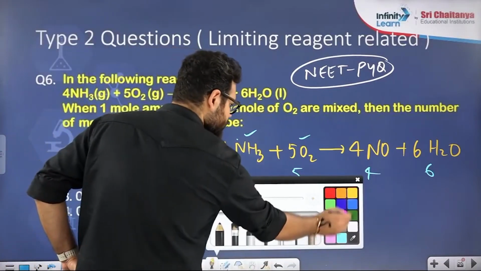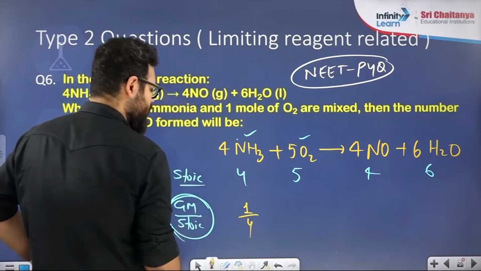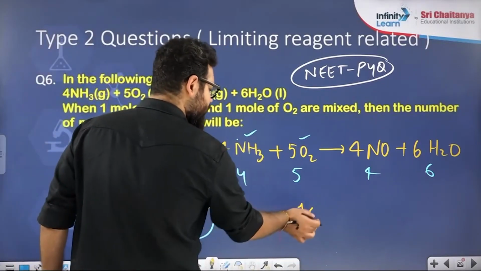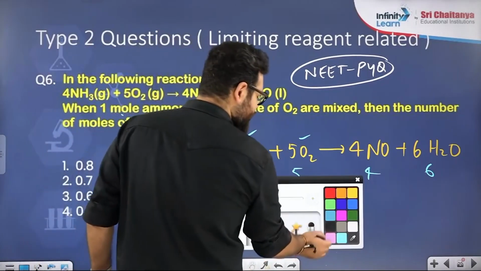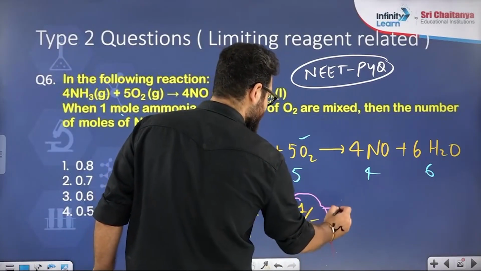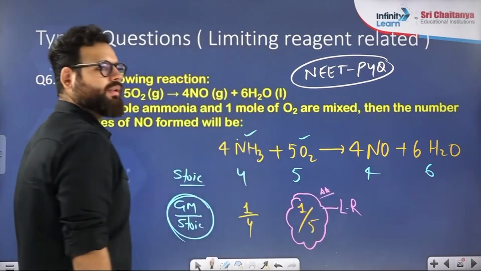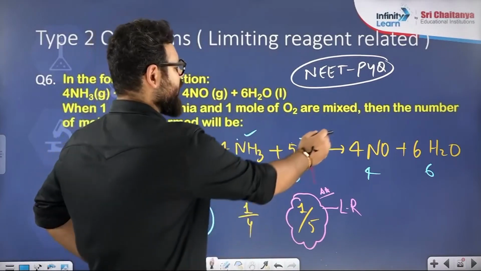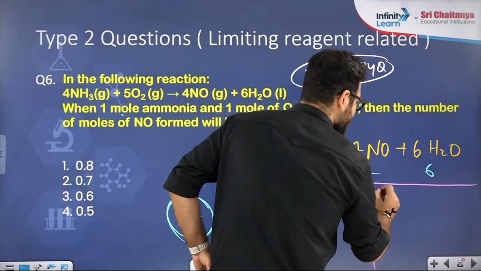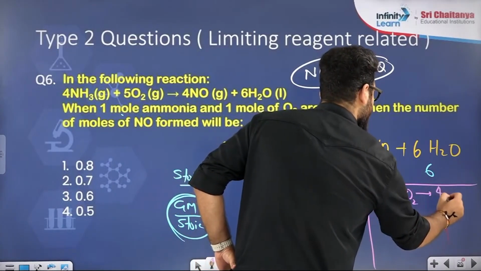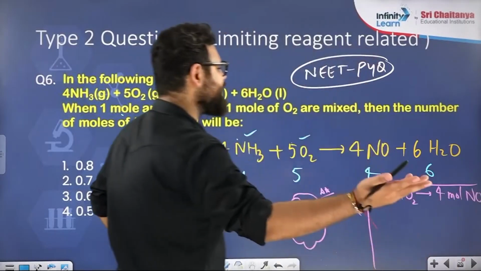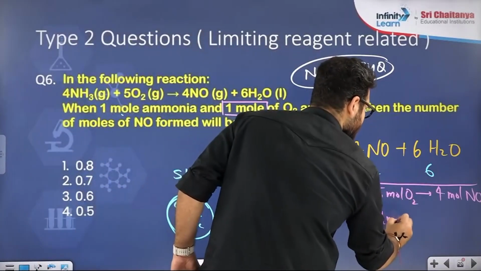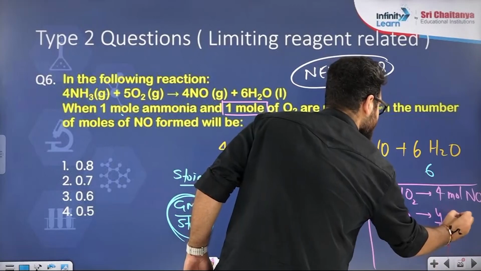So 1 mole by stoichiometry 4, and 1 mole by stoichiometry 5. Who is the limiting reagent? Again oxygen. By chance, in every question I have given today, oxygen is coming out to be the limiting reagent. No problem. So oxygen will decide. 5 mole oxygen produces 4 mole NO. How many oxygens are given to us? 1 mole. This 1 mole only will decide. 5 gives 4, so 1 mole oxygen gives 4 by 5, which is 0.8.